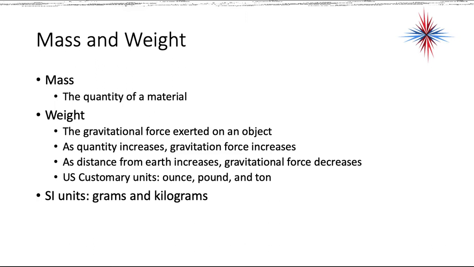Mass is the quantity of material. Okay, so every object has mass. Weight is the gravitational force exerted on the object. As the quantity increases, gravitational force increases. As distances from the Earth increase, in other words, as you get further away from the center of the Earth, the gravitational force decreases. For US measurements, we use ounce, pound, and ton. For SI units, we use grams and kilograms for measurements of weight.